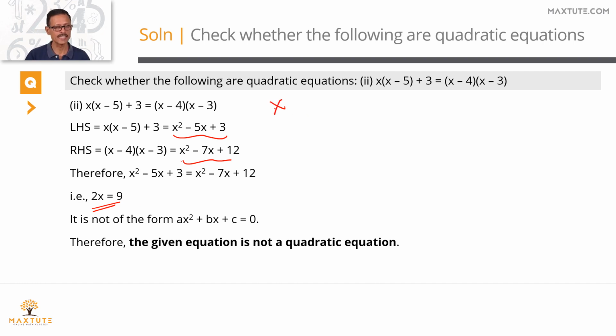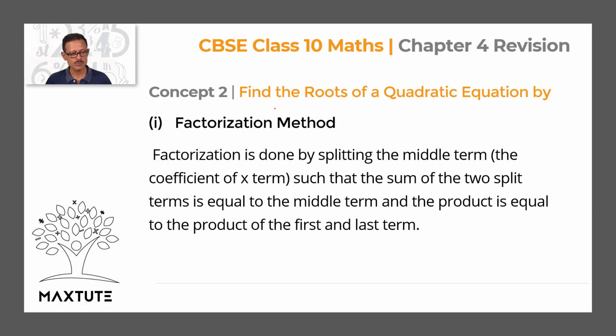So this is not a quadratic equation, right? Let's move on from here. Let's move to the second concept: finding the roots of a quadratic equation using the factorization method. How does it work? If you have a quadratic equation, for example, let's say x square plus 5x plus 6 equals 0. Taking a very simple example to walk you through.